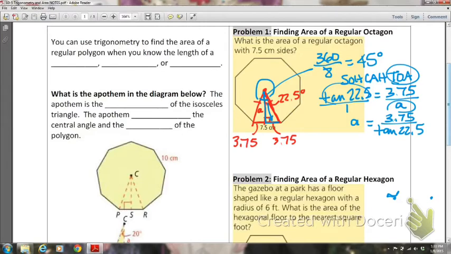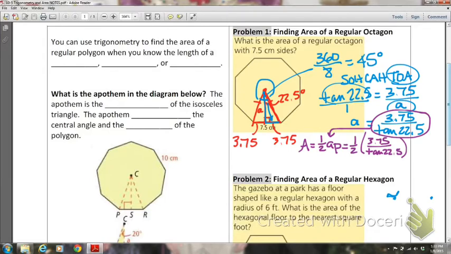So I'm just going to take the area formula, which is for a regular polygon, 1/2 the apothem times the perimeter. And we're going to put this whole value right here in. We're going to substitute that in for the A. So we have 1/2 times 3.75 divided by a tangent of 22.5 times the perimeter of this octagon.